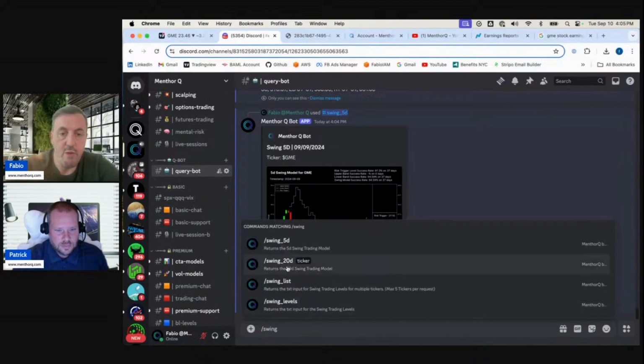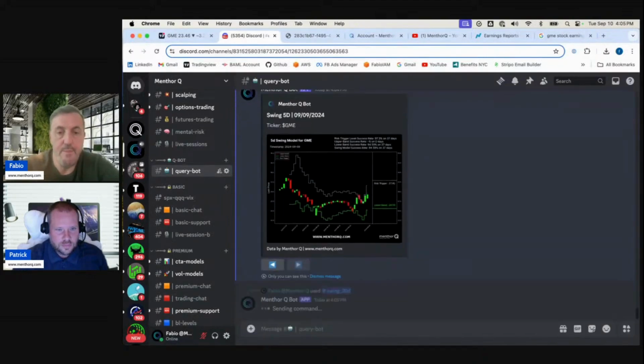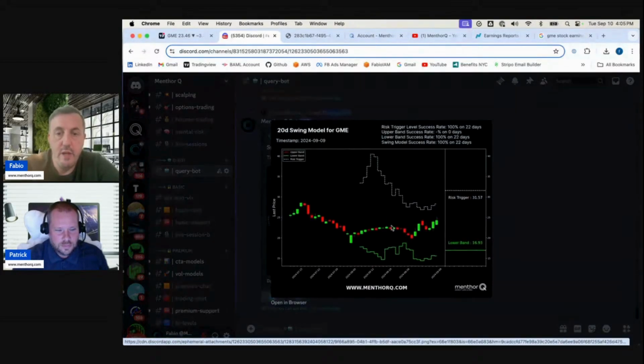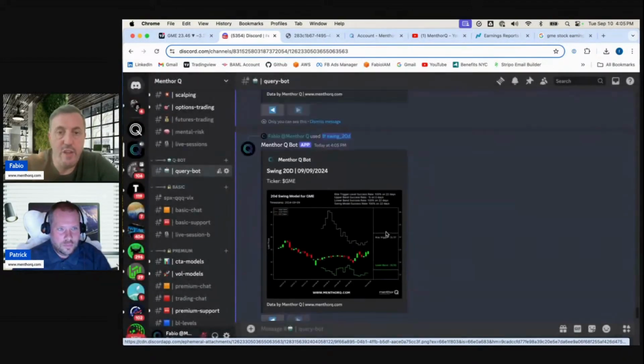So if we go back here, we can also look at our 20 days swing model. So we can type in our 20 days and we can type GME. We can see a similar picture. So those are the bands. Our lower band over the next 20 days is 16.93. Our risk trigger is 31.57. And this is like the back testing. You can also go back in time.